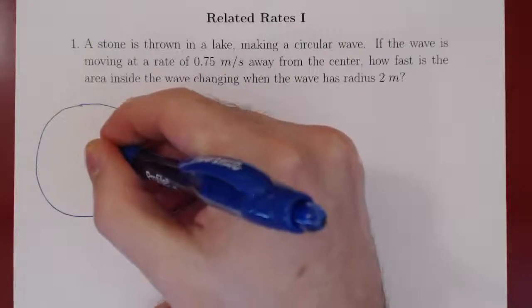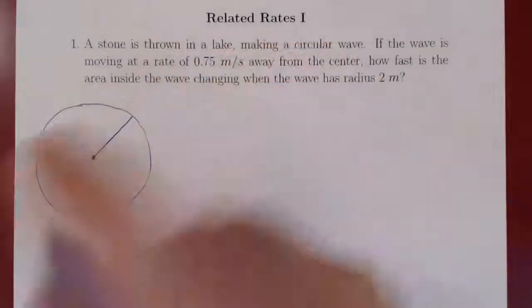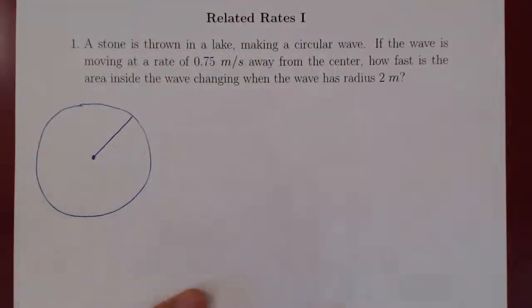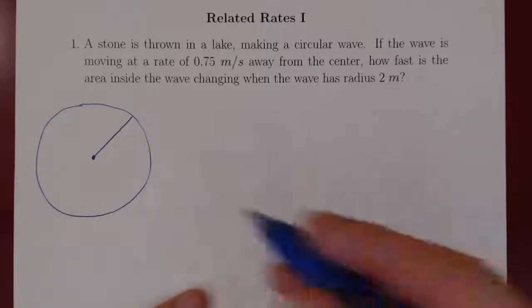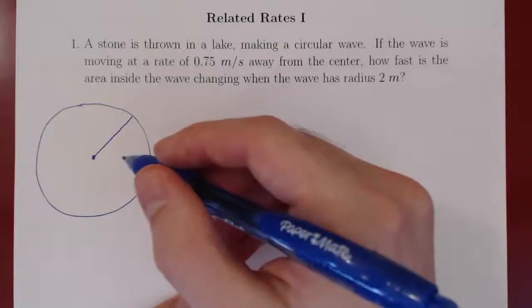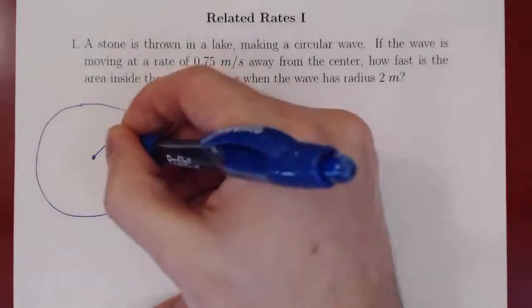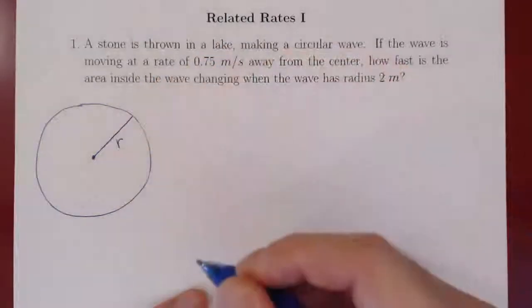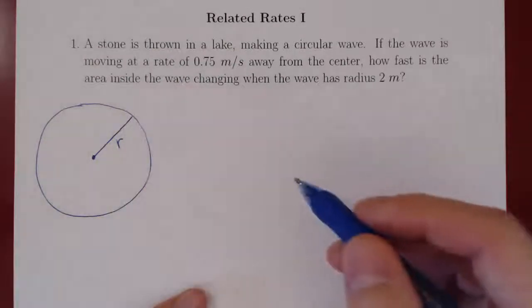So let's visualize the radius. Every time something is changing, it is a variable, so give it a name. Here the radius will change as a function of time. A natural letter for a radius is r. So we have our radius.